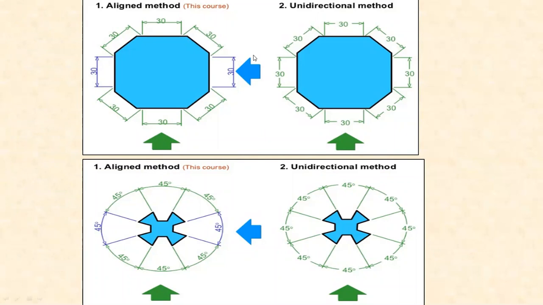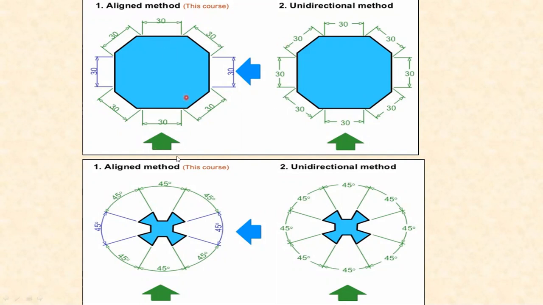Now we are going to see the actual difference. In the aligned system, dimensions are placed perpendicular. This one is the dimension line, these are the arrowheads, and these are the extension lines. The dimensions are placed perpendicular to the dimension line in the aligned system. In the unidirectional system, they are placed midway by breaking the dimension line.